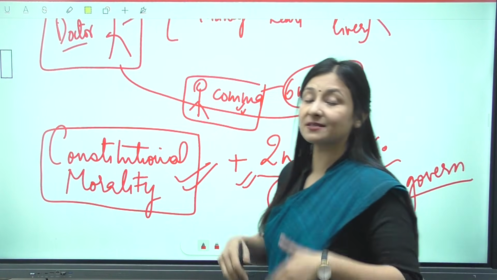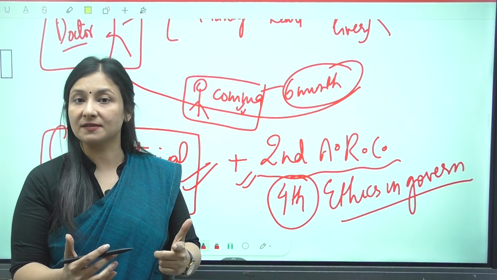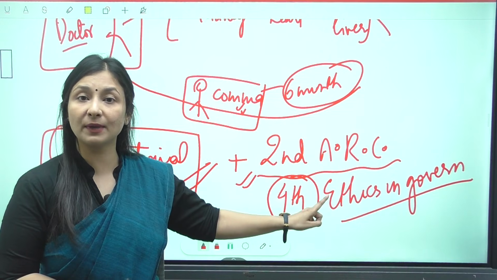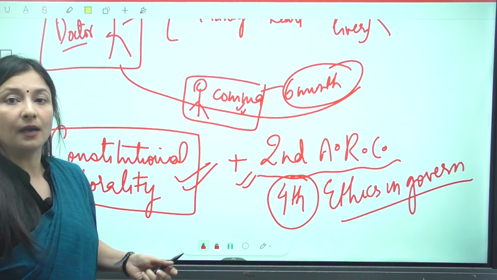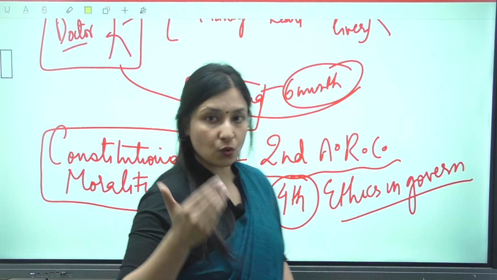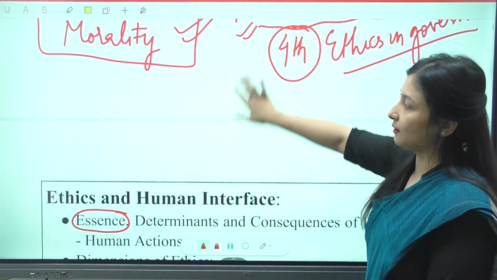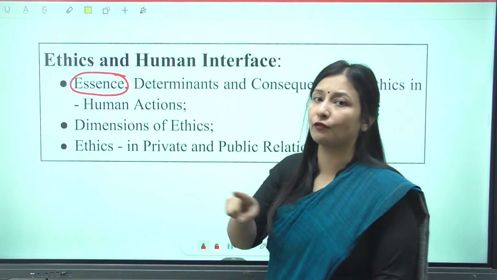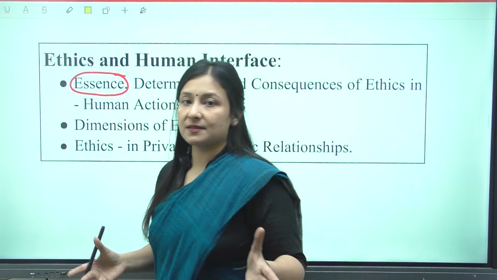Is it clear? Because as a bureaucrat, your work is to implement the policies, not make the policies. So implementation of policies will be done when the government documentation is mentioned in your answer. That is going to fetch you more marks. Okay, is it clear? Let's begin the class. And please put the syllabus of ethics in front of your study table. Okay, so what is the essence of ethics?